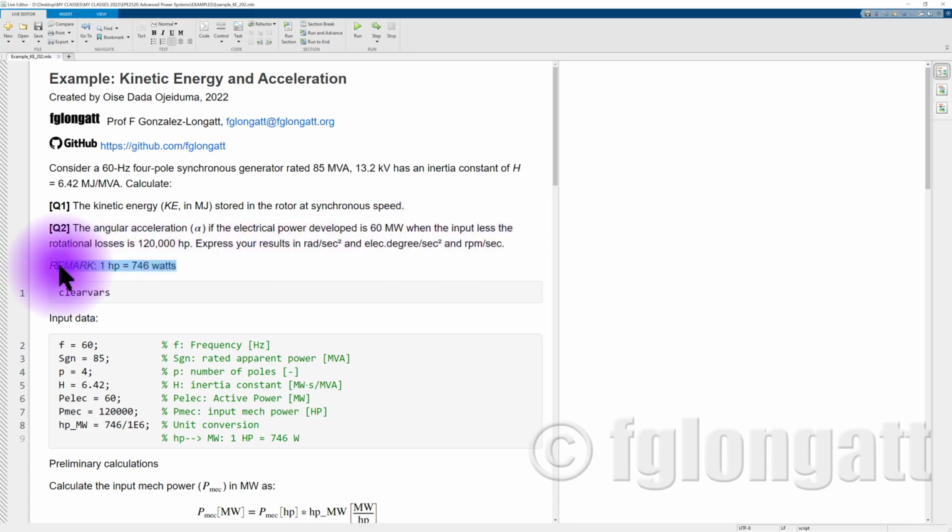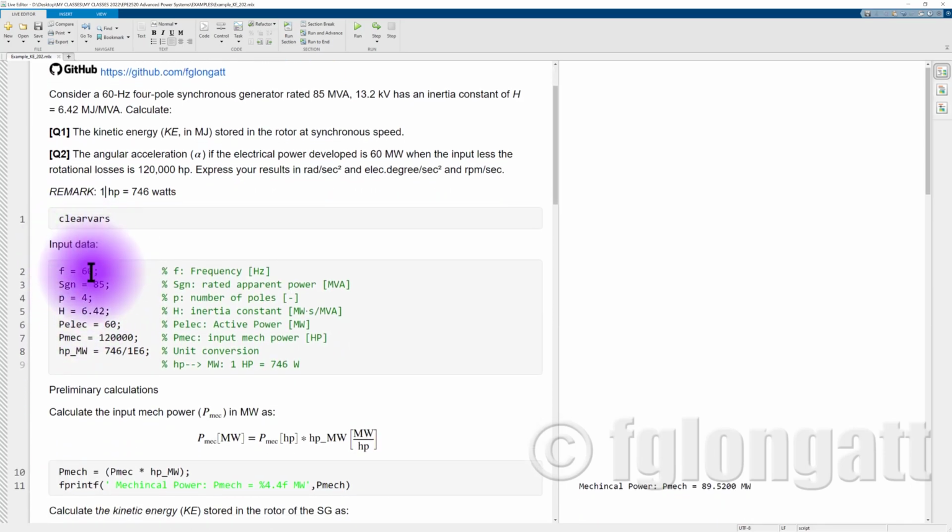Here I have included this remark, but it is for my YouTube users, because I know that all my students remember this conversion: 1 horsepower is equal to 746 watts. That is something that everybody must know. Well, let's start the solution.